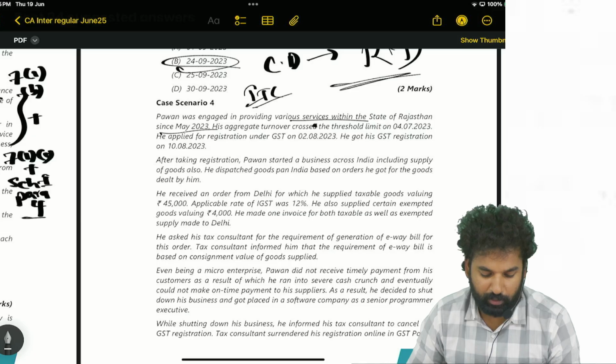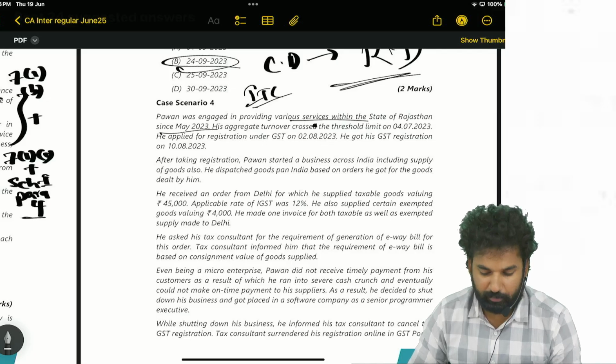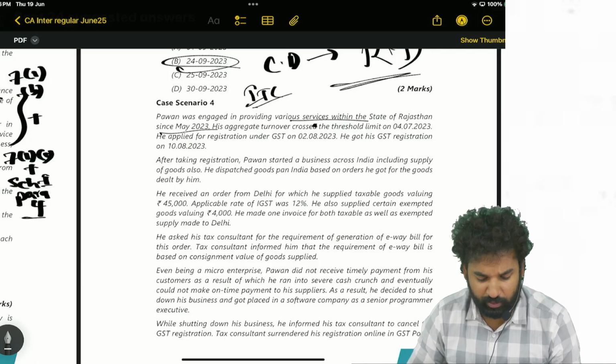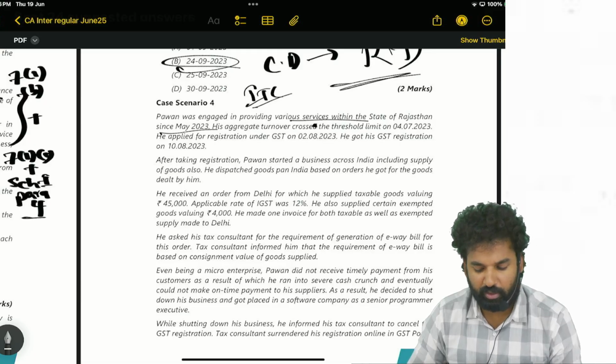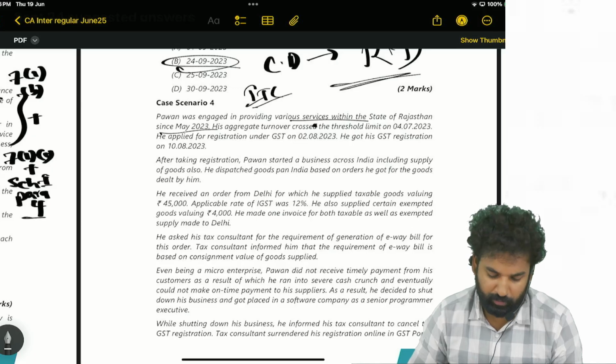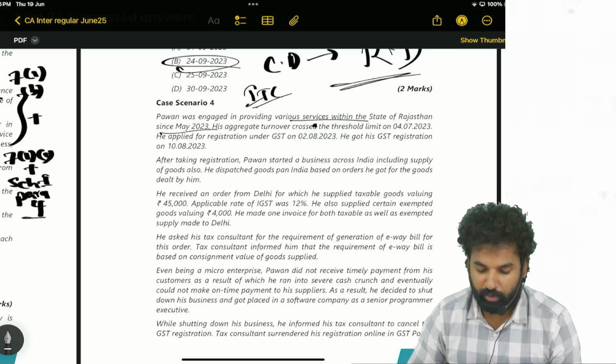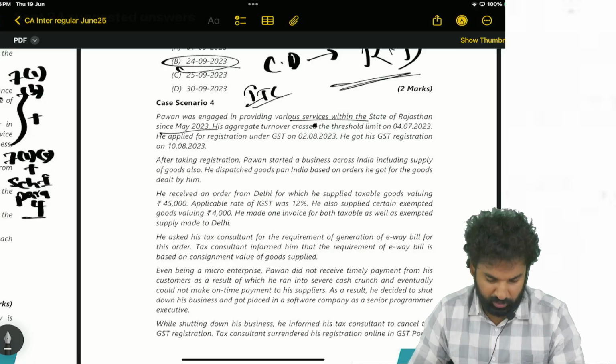Even being a micro enterprise, Pawan did not receive timely payment from this customer, as a result of which he ran into severe cash crunch and eventually could not make on-time payment to its suppliers. As a result, he decided to shut the business and got placed in a software company as a senior programmer executive. While shutting down his business, he informed his tax consultant to cancel the GST registration.